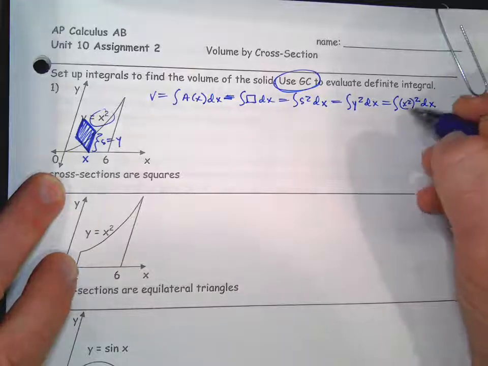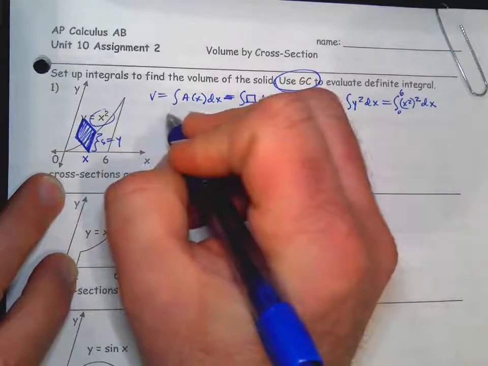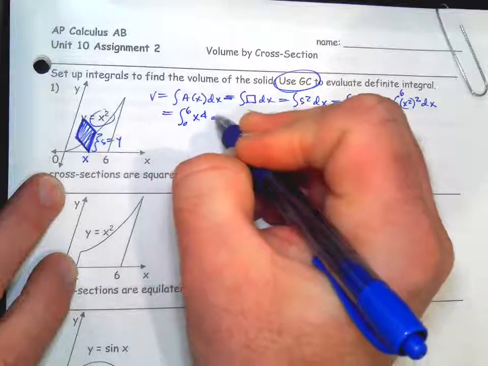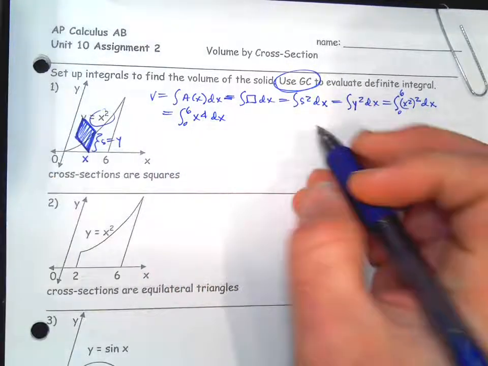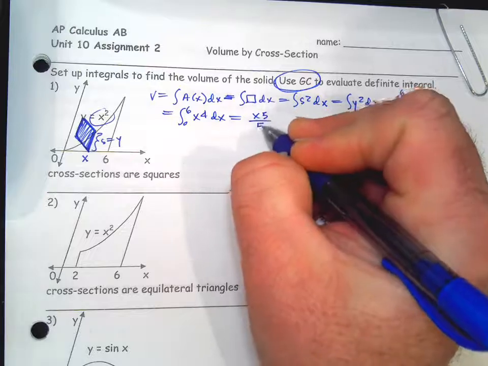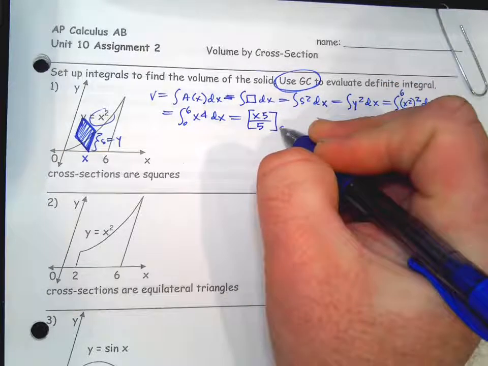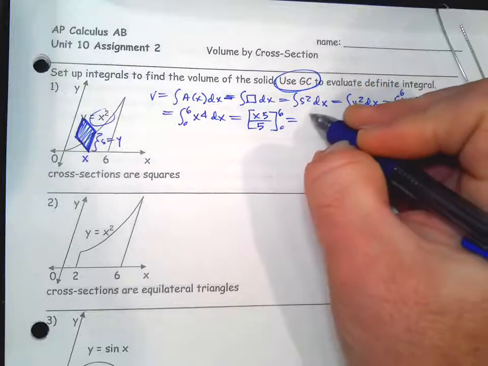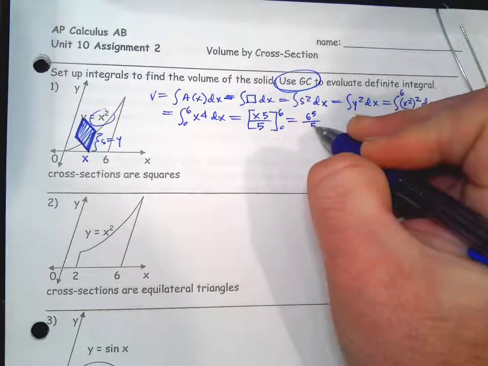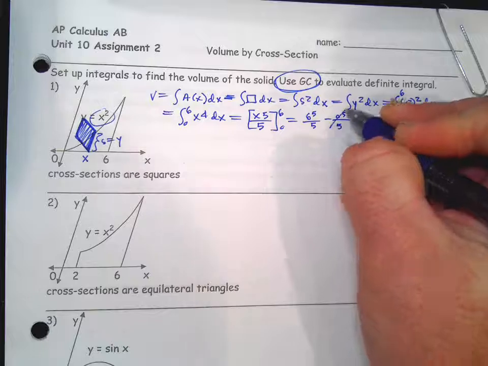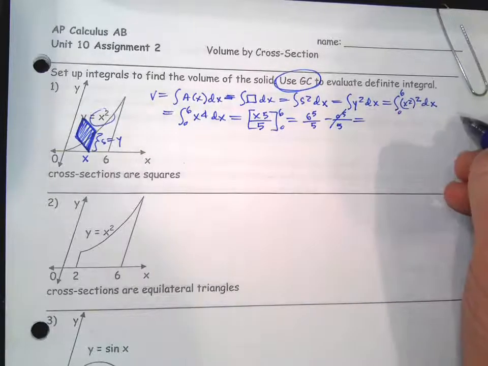Now the limits are 0 to 6. So we're going to have the integral from 0 to 6 of x to the 4th dx. Now you can put this in your calculator to get the answer, which I'll show you in a second, but we could also work it out by hand. X to the 5th over 5, from 0 to 6. 6 to the 5th, some big number. That term's going to go away, so I guess we'll be trying to figure out what 6 to the 5th is.